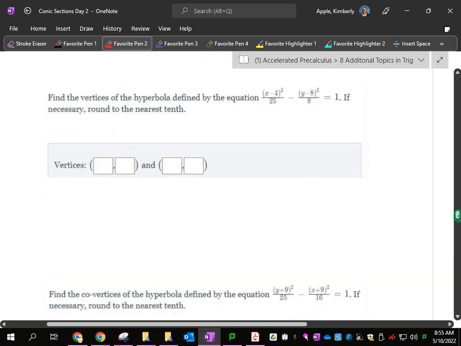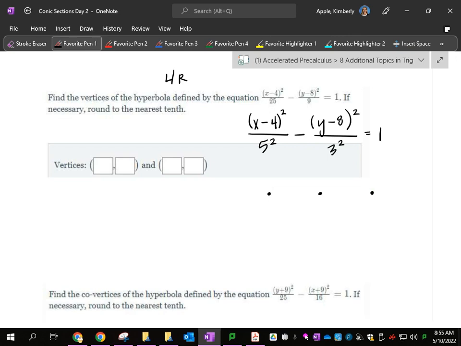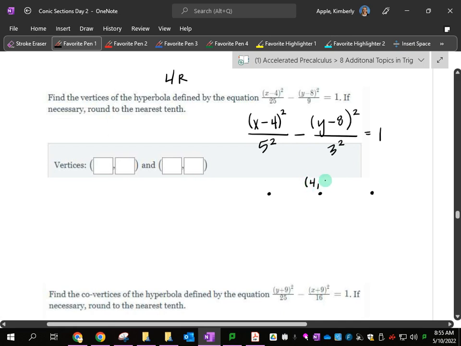All right, let's do this one. Let's find the vertices. And this is when I'll start rewriting. If you don't want to, you don't need to. Minus (y minus 8) squared over 3 squared equals 1. So let's see which one we're looking at here. I've got a left-right open, and so that means that I have a center and the vertices are to the left and right of the center. Y'all see how I know that? Yeah? Cool. All right, so the center for this one is going to be 4, 8.